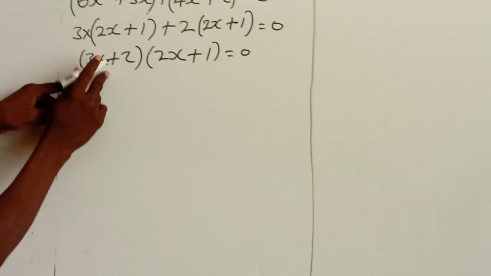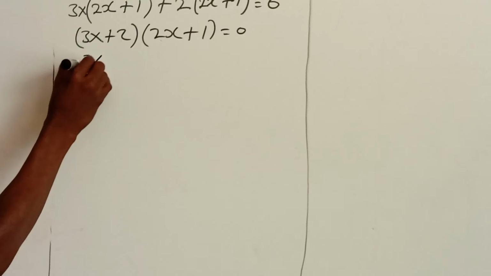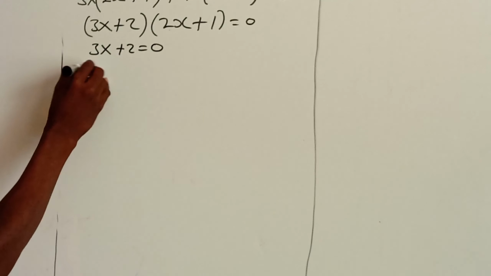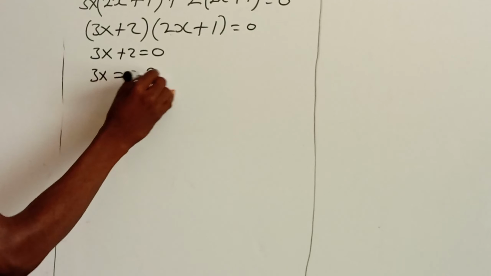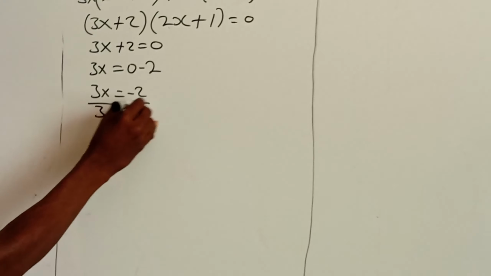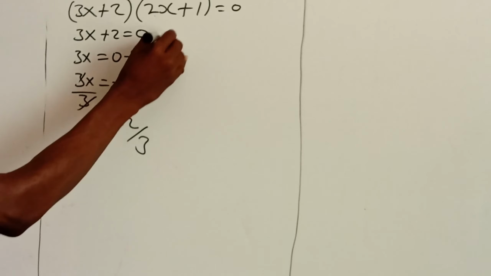So you equate 3x + 2 = 0. You transpose the 2, so 3x = minus 2. Divided by 3, divided by 3. So x equals minus 2/3.